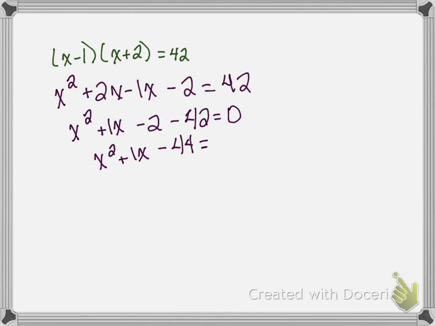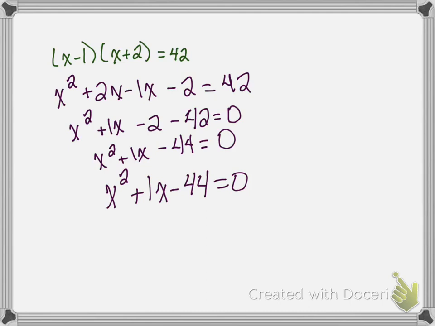Oh, I know what I did wrong. I wrote down x minus 1, and my problem in my book is not that. Okay, so we're still good. We're still good. Okay. So x squared plus 1x minus 44 equals 0.